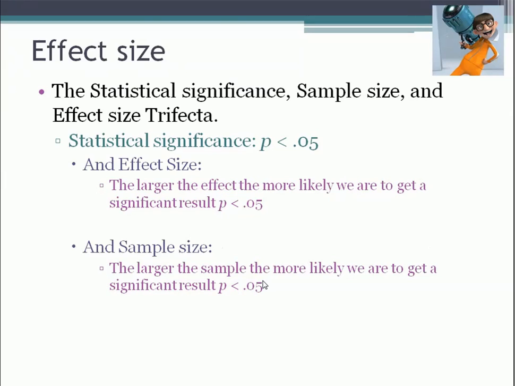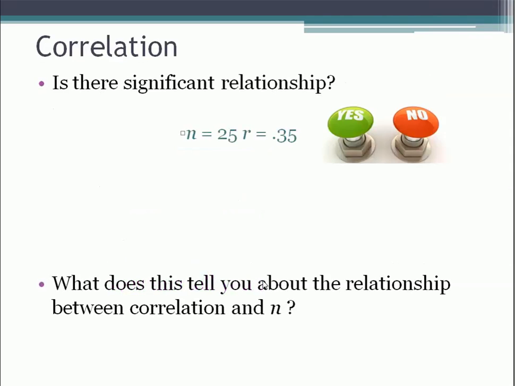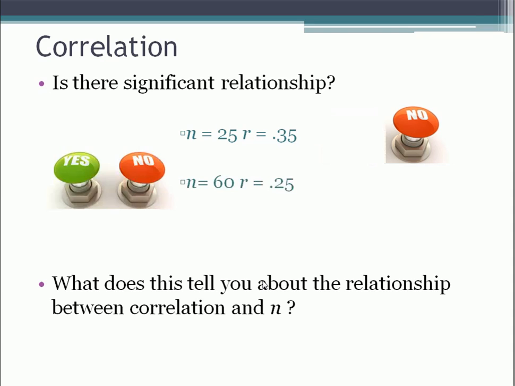So generally speaking, the larger the effect size, the more likely we are to get a statistically significant correlation, and really this is true for many statistical analyses. The larger the effect, the easier it is for that effect to be statistically significant in our study. But also, the larger the sample size, the more likely we are to get a statistically significant result in our study. And so what this means is that as a correlation gets smaller, it is more likely to be significant with a larger sample size.